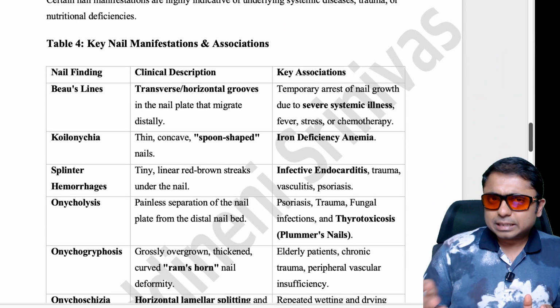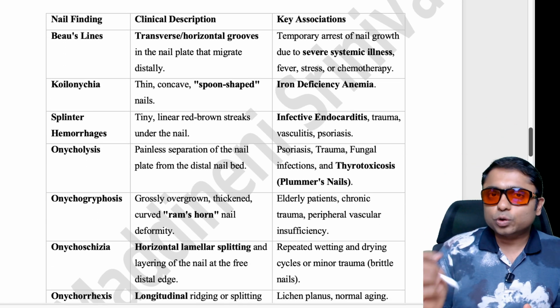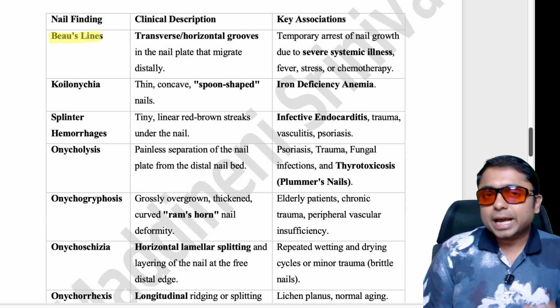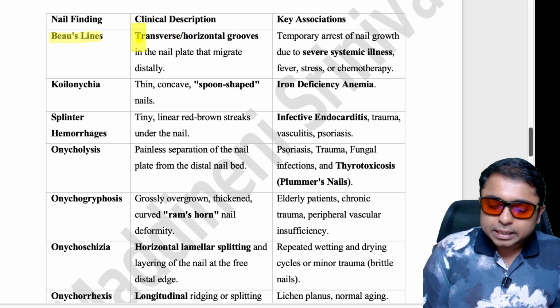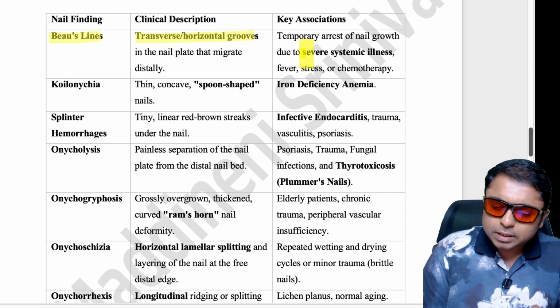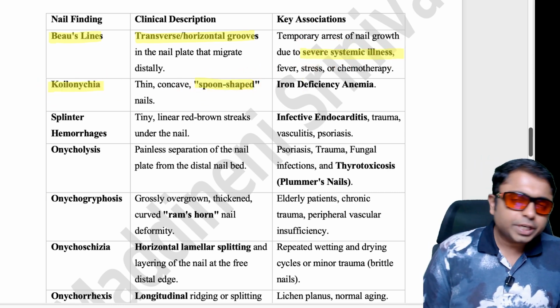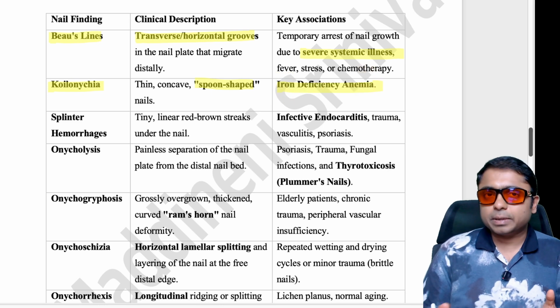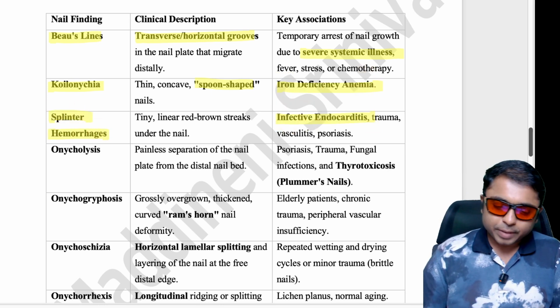Some of the important signs or lines and important terms in nail which you have to know are Beau's lines. They have the term lines, but they are actually transverse or horizontal grooves in the nail plate because of some severe systemic illness. Koilonychia, spoon shaped, associated with iron deficiency anemia. Splinter hemorrhages can be seen in infective endocarditis.